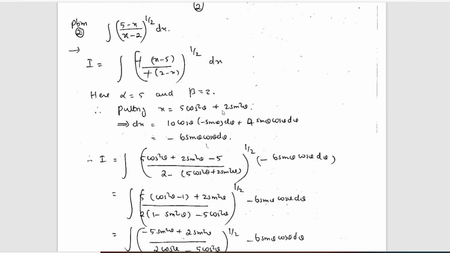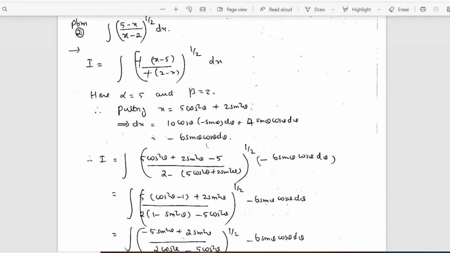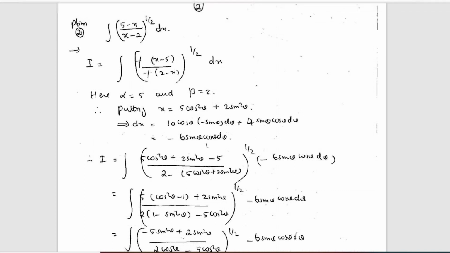Get the value of dx. For that, we need to differentiate this equation on both sides. So dx is, what is the differentiation of cos square theta? Can anybody tell? Can anyone unmute and say the answer?